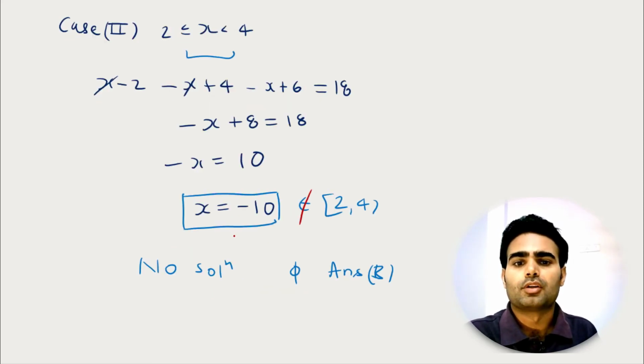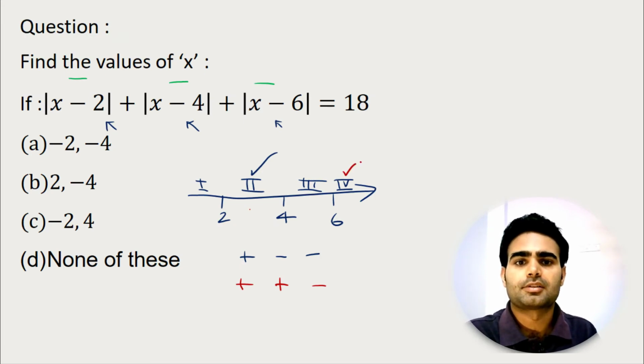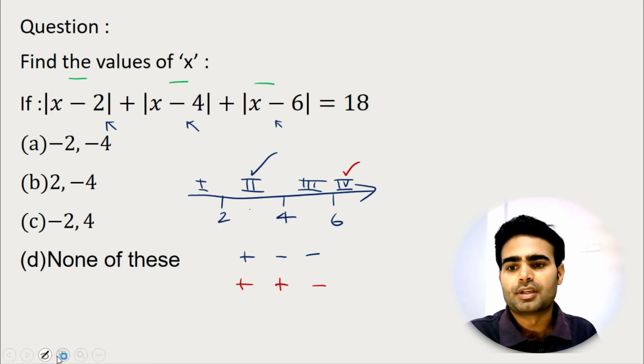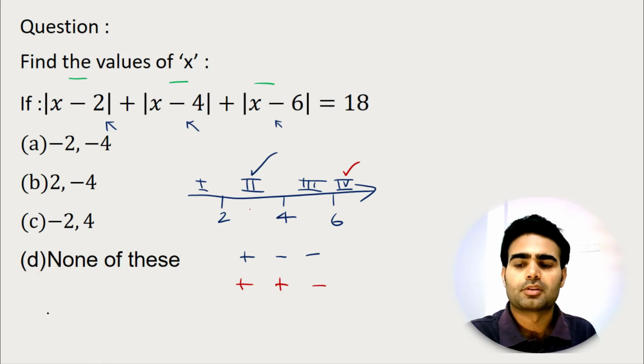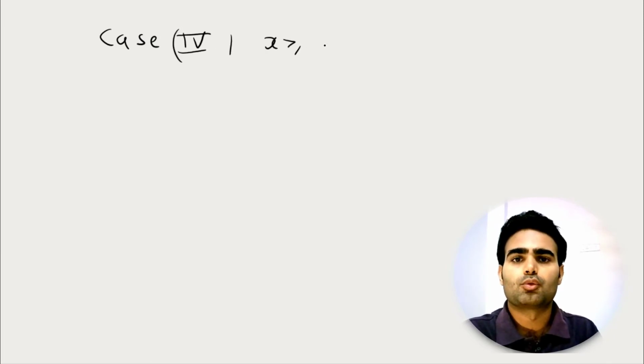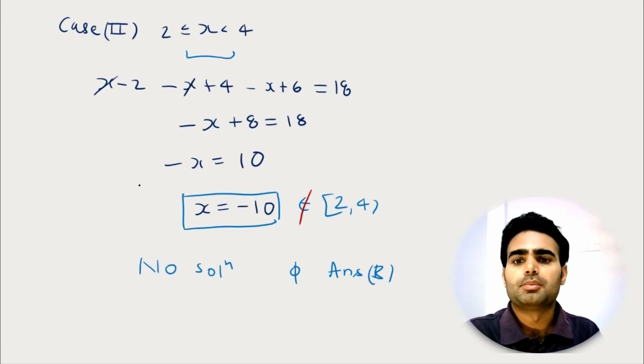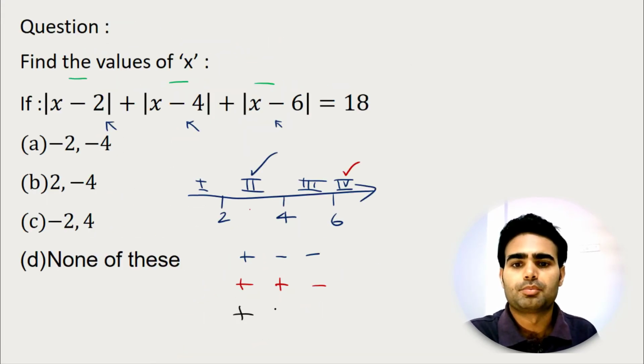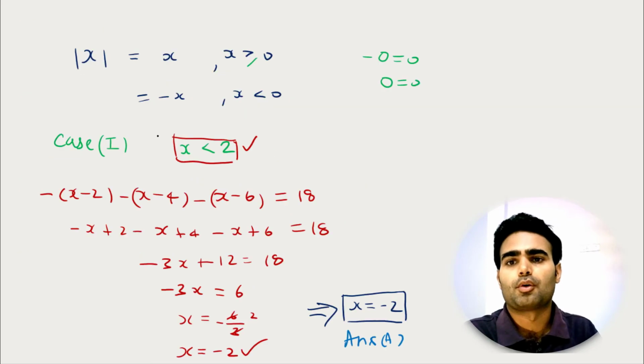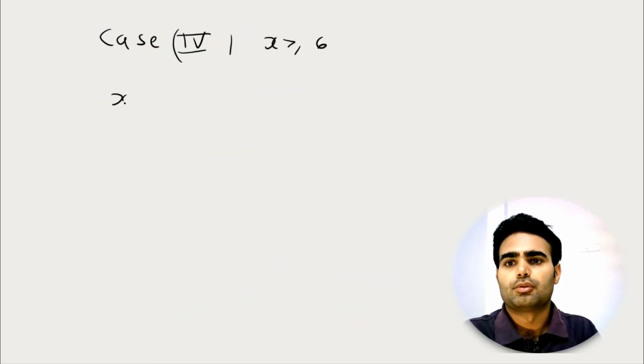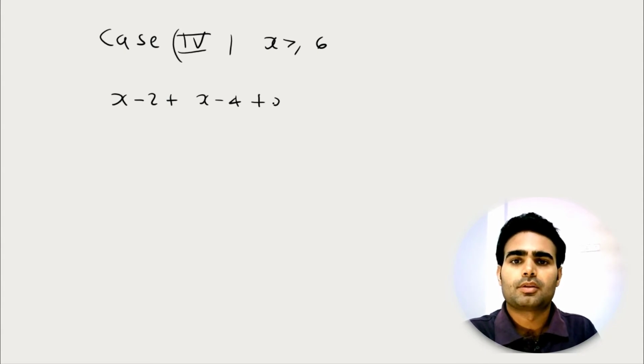Now we have to go for the last case. In the last case, we just select that x should be greater than or equal to 6. So we are solving the last case now, that is case number 4, when x is greater than or equal to 6. So all of the mods you can see here will open with a plus sign. Okay, so we can open them with the positive sign. So we can say it is equal to x minus 2 plus x minus 4 plus x minus 6. It is equal to 18.